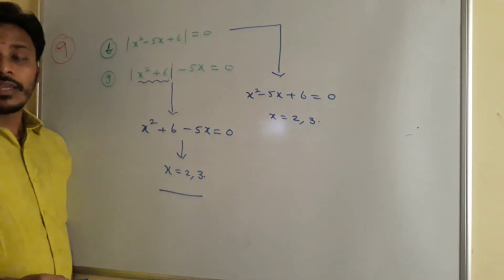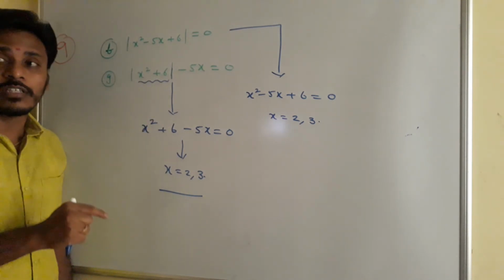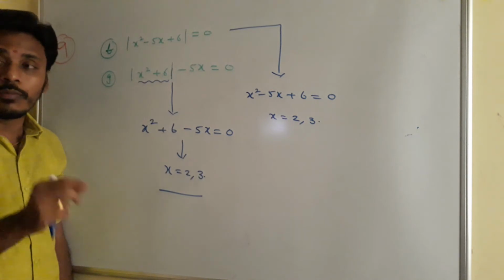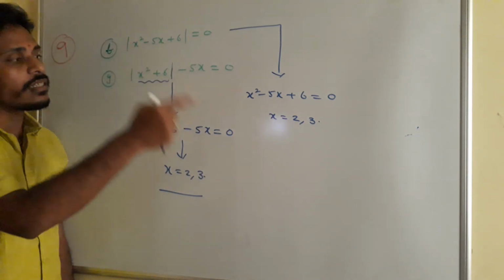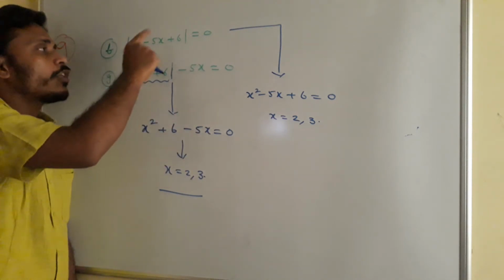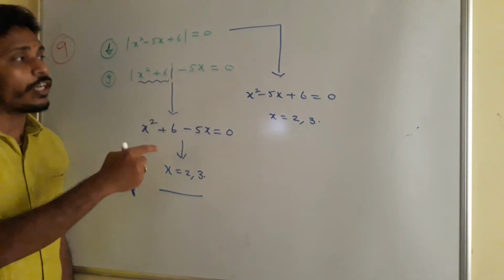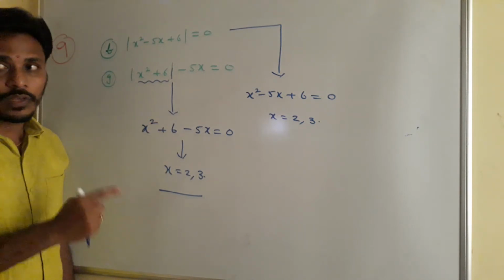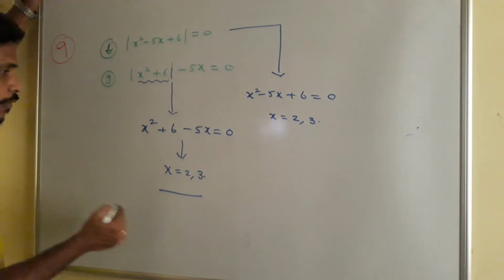Just have a look. Here since the expression x square plus 6 under the modulus is positive, directly remove the modulus and you have the equation to get the x values. Whereas in that case, modulus of something is 0, that something is always 0. That's why you need to equate it to 0 and you will get the values of x. Okay, I will give you one more problem as h. You just try to solve it and I will discuss.